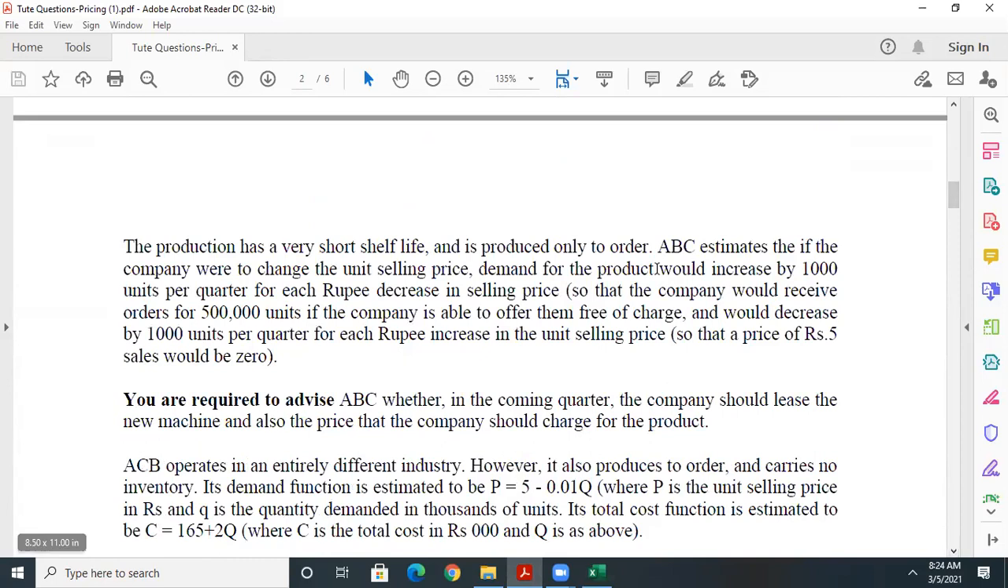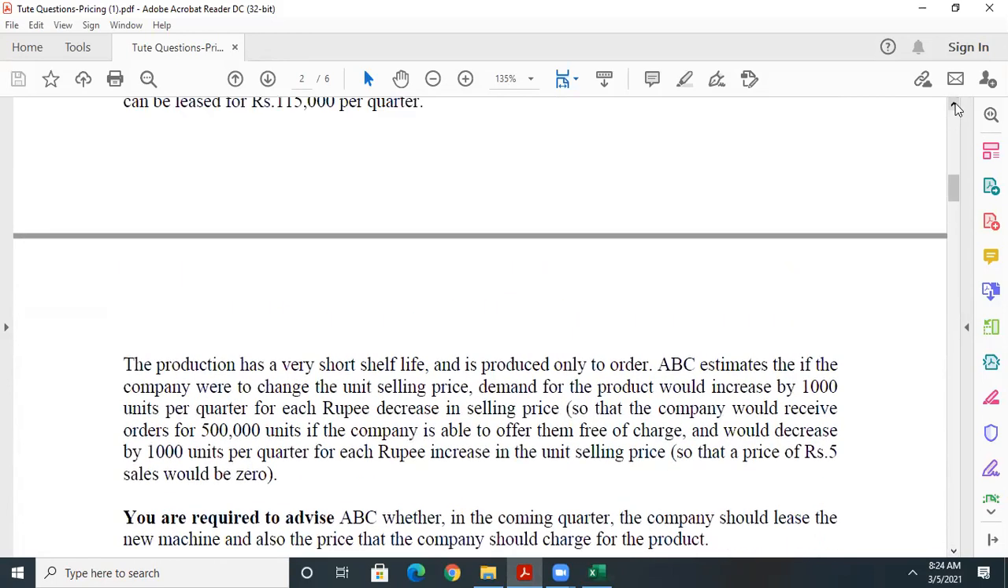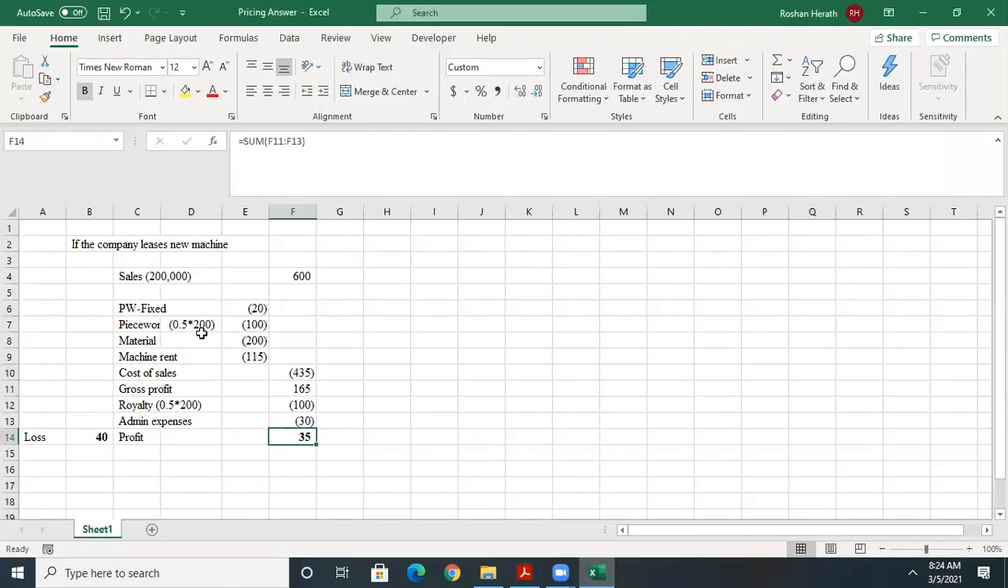The company should lease the new machine. That is the decision you have to take. You can see that if you purchase the machine, you may end up making a profit. Hence, you can suggest that, yes, you can recommend the purchase of the new machine. You can recommend the leasing of it.